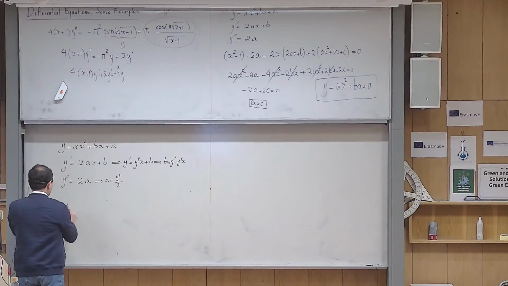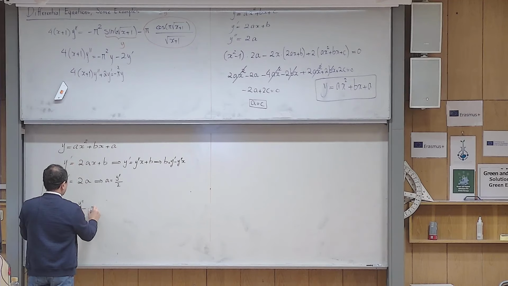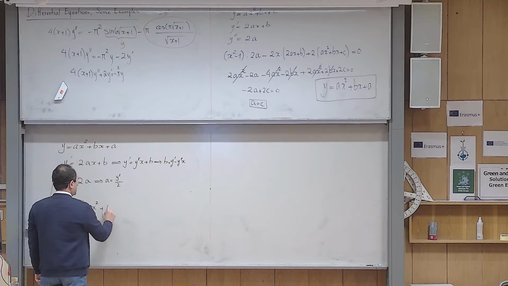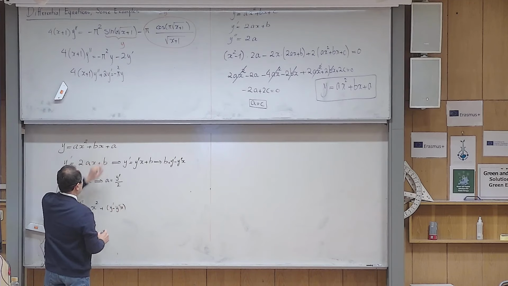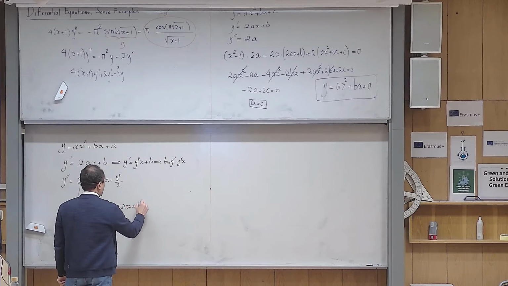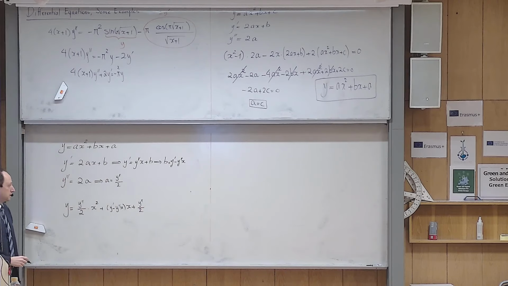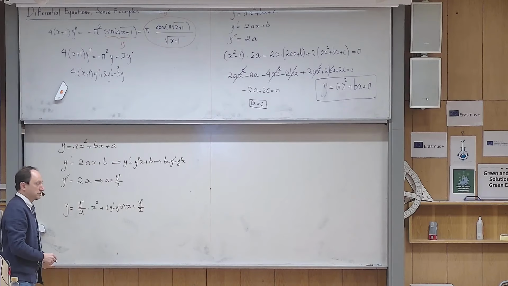y becomes equal to, instead of a, I put y double prime divided by 2 times x squared. And then instead of b, I put that expression, y prime minus y double prime x, multiplied by x plus a, which is y double prime divided by 2. This is your differential equation, and it's of second order. But because we want to confirm, we go back to the same differential equation, let us simplify it as much as we can.